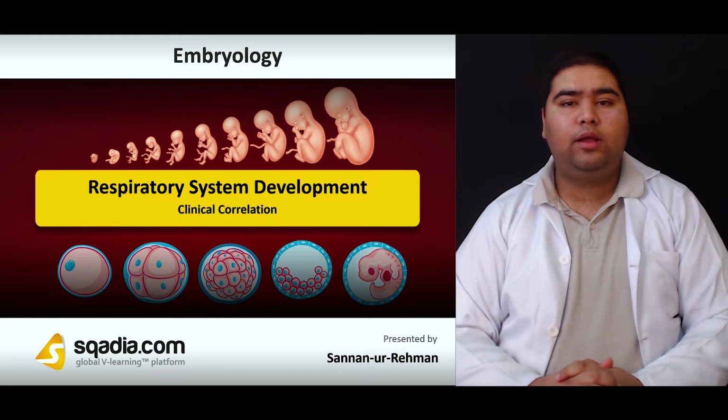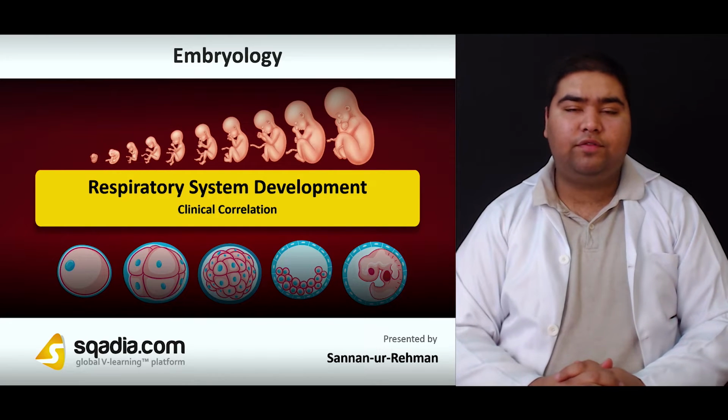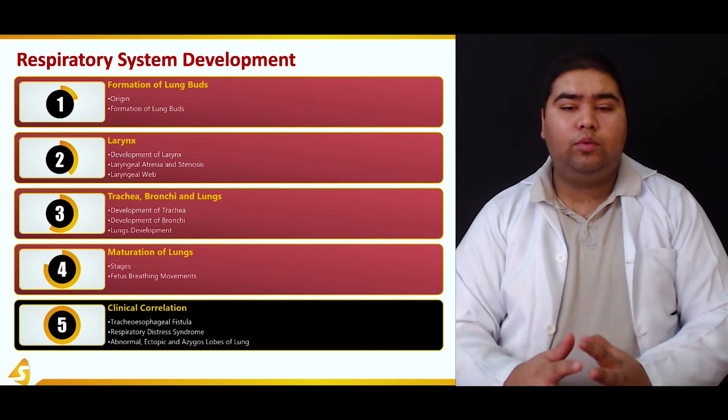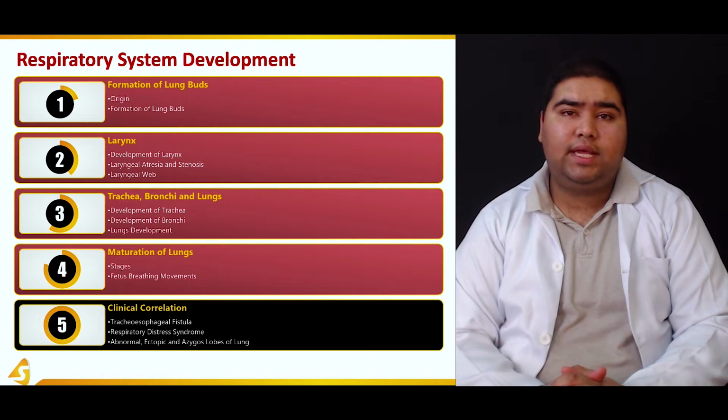Welcome back. We are talking about the respiratory system development. In this section, we'll talk about the clinical correlations that are associated with the faulty development of the respiratory system. We'll talk about the tracheoesophageal fistula. We'll see how that develops and what the various types of it are.